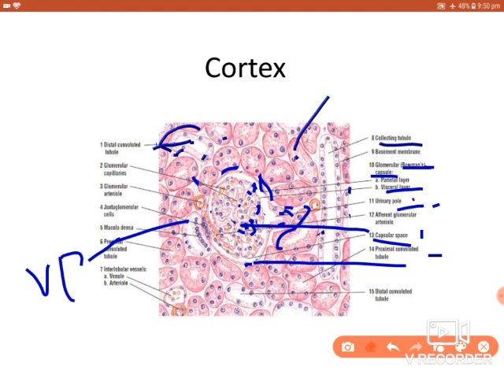Close to this vascular pole, there is an arteriole. You can see this is the distal convoluted tubule. See the distal convoluted tubule.